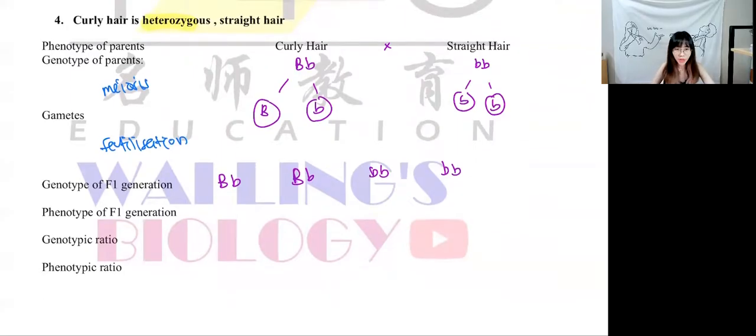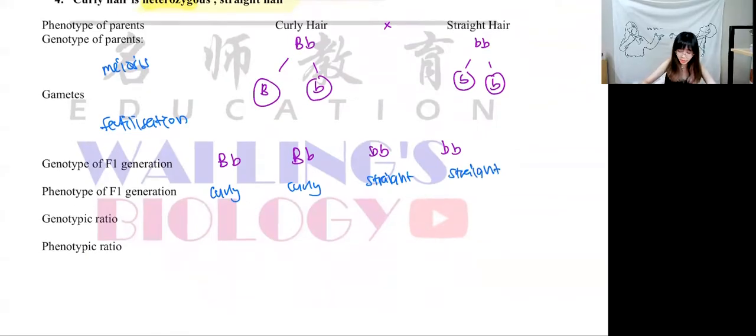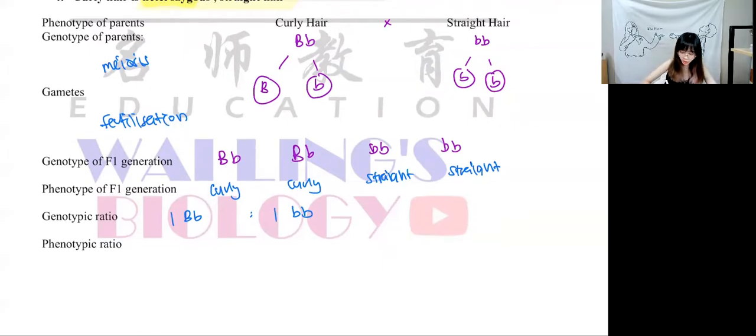Okay, after genotype, we have phenotype. So this is curly hair. This is curly hair. This is straight hair, because it's 2 small b, right? Then we have a genotypic ratio, big B small b, and 2 small b. So same thing, 2, 2 means 1, 1. Phenotypic ratio, we have curly and straight. Same thing, 2, 2 means 1, 1. Okay, this is how you write a phenotypic ratio. This is how we draw a schematic diagram, guys. This is the basic.